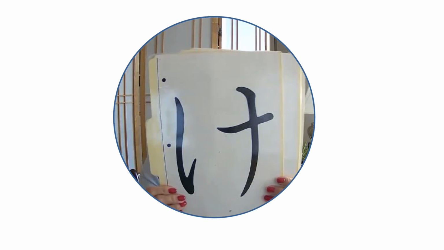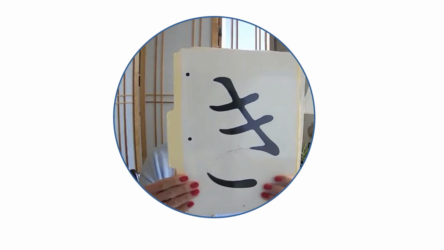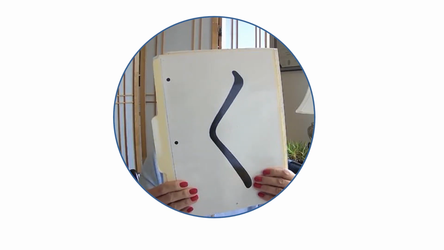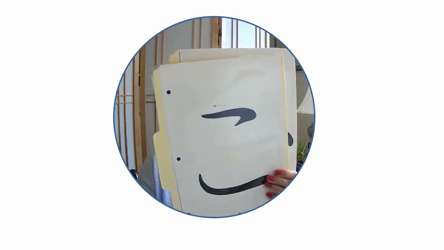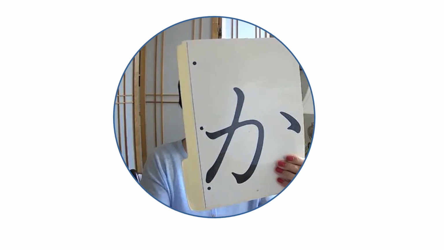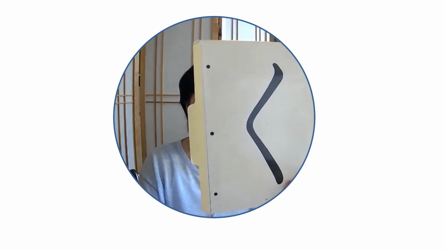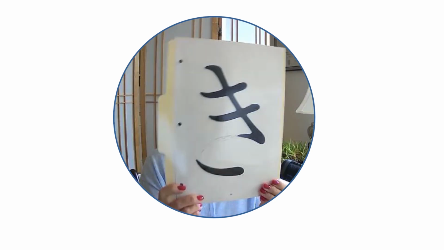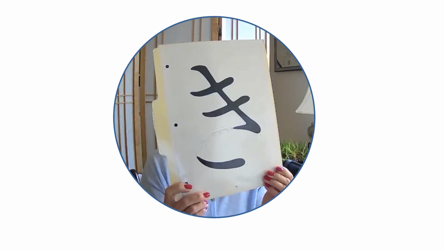Let's start. Ke, ki, ku, ko, ka, ku. 2 more. Ke. Last one. Ki. できましたか?